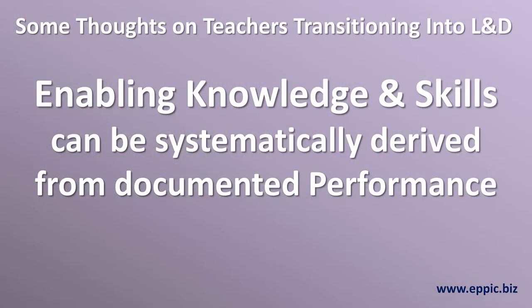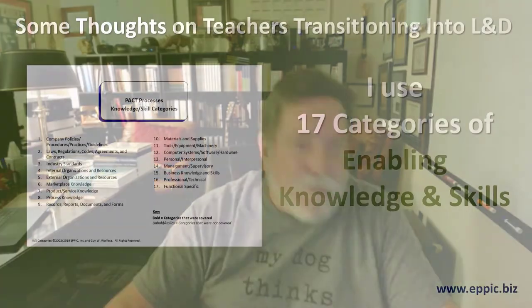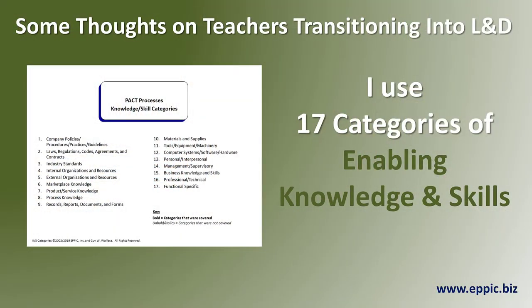Right. Once we understand the performance, then we can begin to understand, well, what are the knowledge and skills that are required? And you'll see this in the book. I have seven categories of enabling knowledge and skills. So they thematically figure out what are the laws and regulations and codes that you need to know about, or the policies and procedures, or the tools and equipment, or the internal and external resources that you have to call on to help you get the job done, or the interpersonal skills, or the computer tools. A lot of things that you might need to know about to be able to perform.